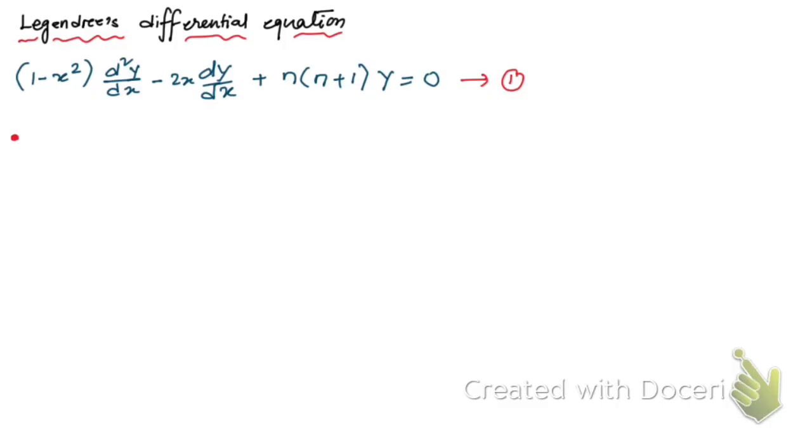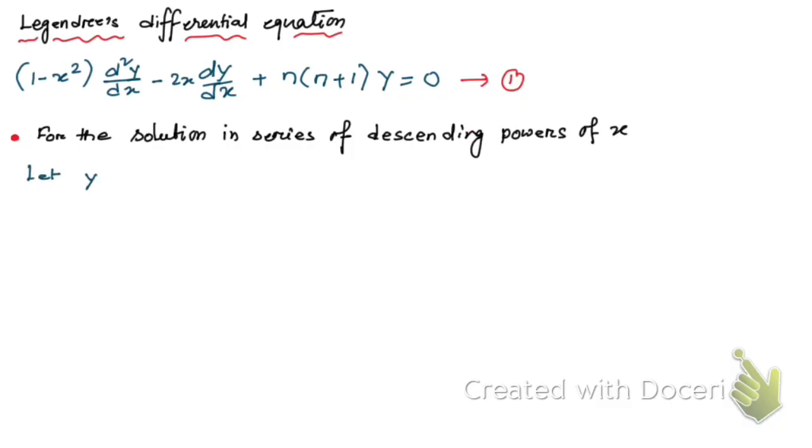So a solution of this equation can be obtained as a series of ascending or descending powers of x. Okay, and let me consider a series of that kind. Let me consider a solution in series of descending powers of x. Okay, for descending powers of x, let me consider y is equal to summation r is equal to 0 to infinity a_r x to the power m minus r.